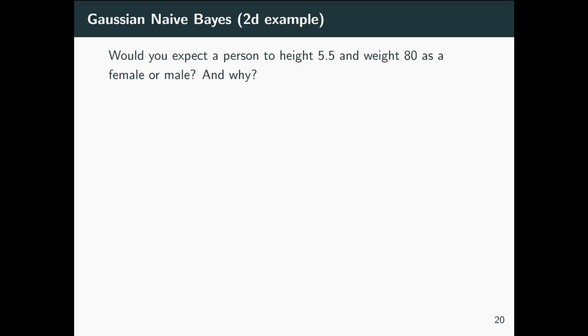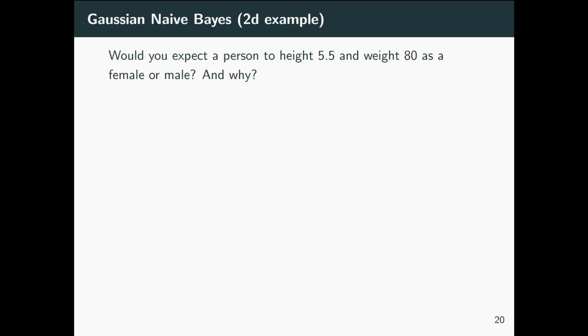And now let's come to a 2D example. Let's assume that the two features of interest are a person's height and their weight, and based on this, now we want to classify them as female or male. So would you expect a person of height 5.5 and weight 80 to be a female or male? Again, let's assume that we got some data set.